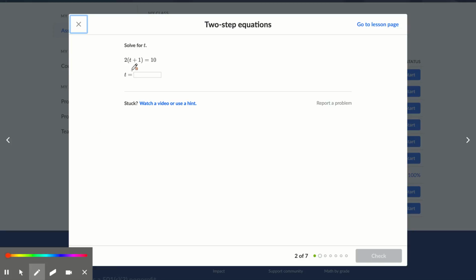Anytime I see parentheses and a number outside of it, you guys should be thinking right away, I need to do distributive property. I need to have that number outside of the parentheses, and I need to distribute it. That means I need to pass it to both of these things inside the parentheses. And we do that through multiplication. So I get 2(t + 1) = 10.